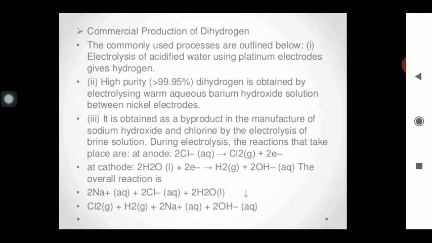The purity of this type of hydrogen is very high, more than 95%. It is obtained as a byproduct of the manufacture of brine solution. In the Solvay process that you have studied, when you pass current through brine solution, you also get H2 there as a byproduct during electrolysis. And there are so many ways by which you can obtain this H2 gas.